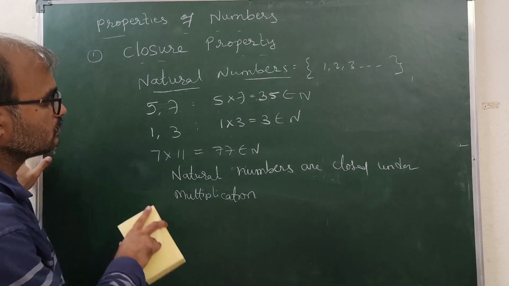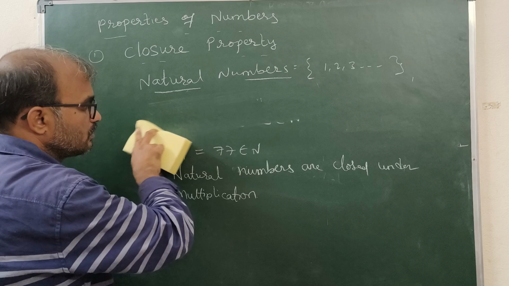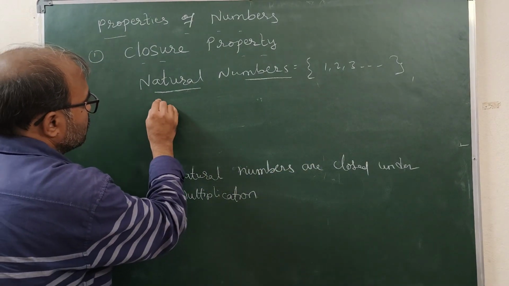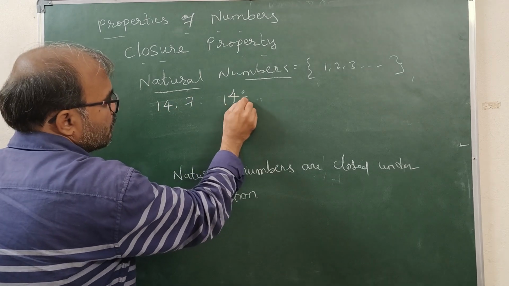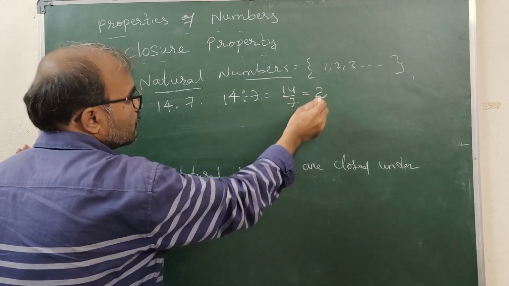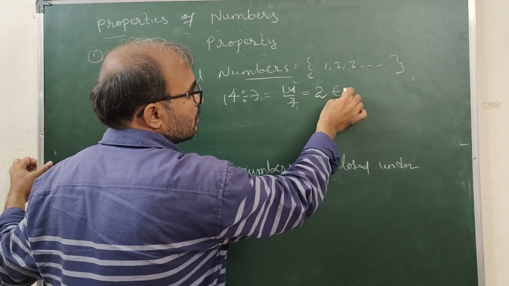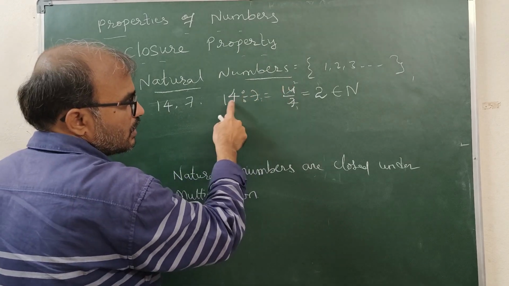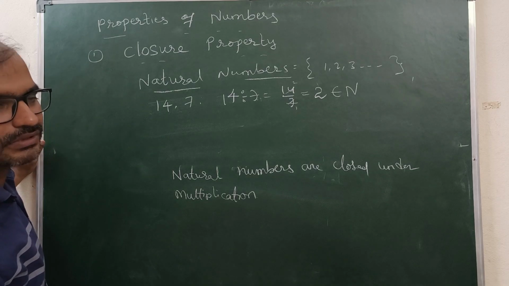Now what about division? Let us keep this statement. Now take 14 comma 7. Divide 14 by 7. 14 by 7 is equal to 2. Right? 7 ones, 7 twos, 2. So 2 is a natural number. 14 and 7 are natural numbers, and on division I got 2. 2 also belongs to the set of natural numbers.